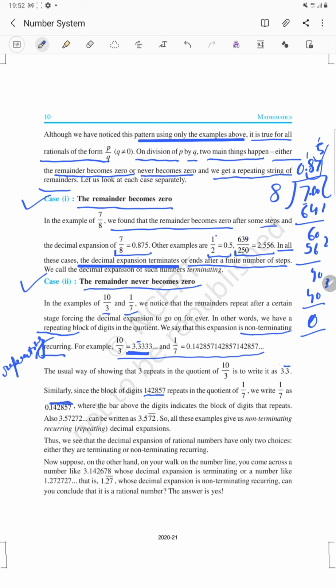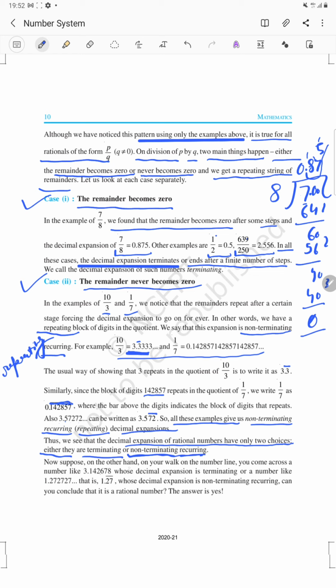Like if you take this number 3.57272, it can be written as a bar on 7 and 2. So all these examples give us a non-terminating, recurring or repeating decimal expansion. So we see that the decimal expansion of a rational number has only two choices. Either it is terminating, or if it is non-terminating, then it is recurring: non-terminating, recurring.